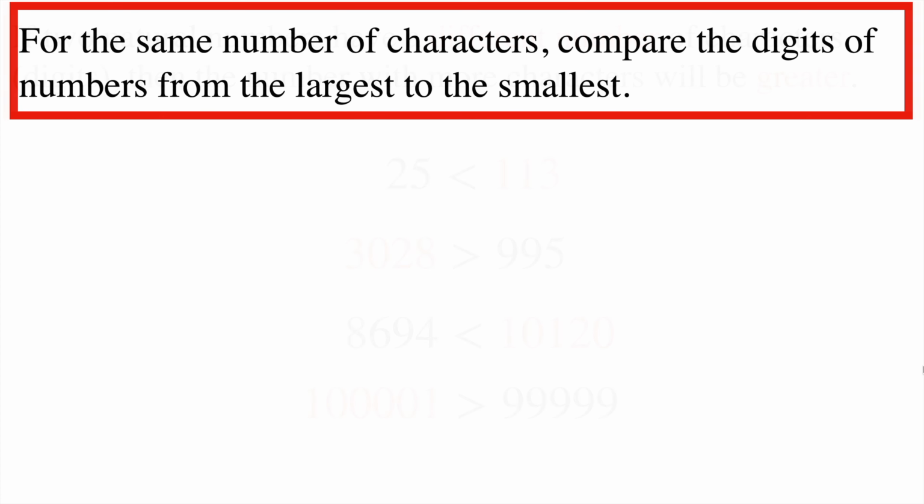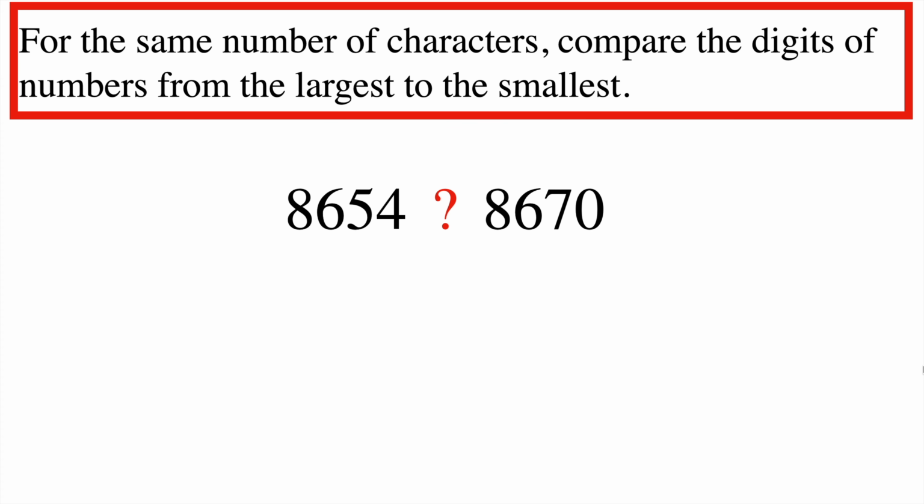For the same number of digits, compare the digits of numbers from the largest to the smallest. For example, in order to compare these two numbers, first let's look at the thousands place. And since 8 equals 8, go to the next place, saying that 6 equals 6. We actually say that 600 is the same as 600. Then we see 5 is less than 7, which means 50 less than 70. And at this moment we understand that 8,670 is more than 8,654.